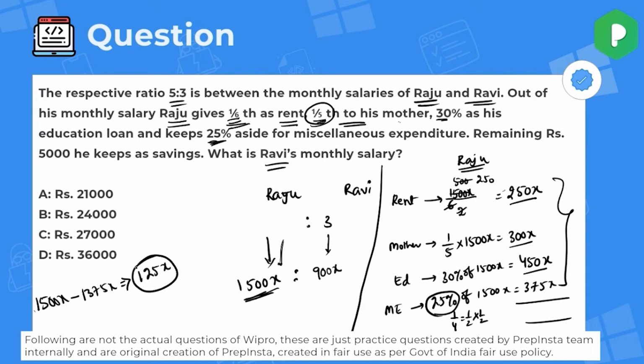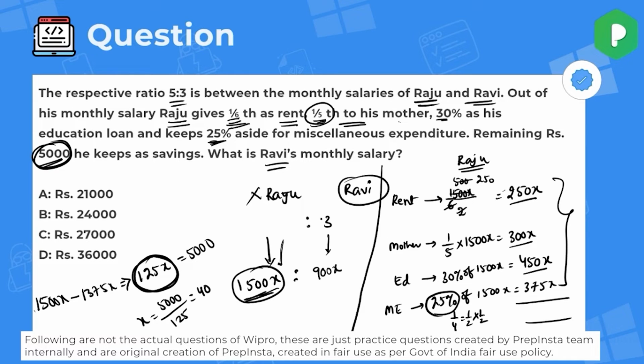If 125x is his savings, the question is giving that he saves 5000 rupees. So if 125x is 5000 rupees, then what is the x value? 5000 divided by 125, which is equal to 40. Simple, right? So if x equals 40, then what is his income? Into 40. But no need to calculate about Raju. I need to know about Ravi.